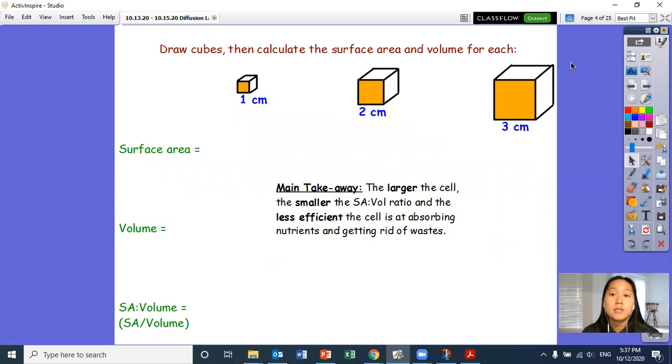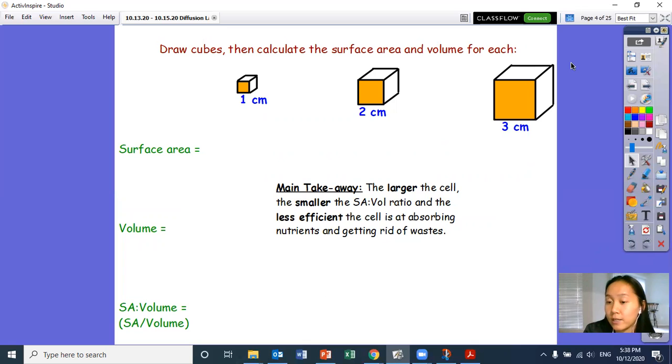We went over these calculations and you did the 2 centimeter and the 3 centimeter ones on your own. And so the main takeaway that a lot of y'all got is that the larger the cell, the smaller the surface area to volume ratio gets. And then the less efficient the cell is at absorbing nutrients and getting rid of waste.